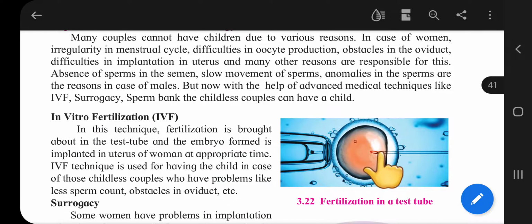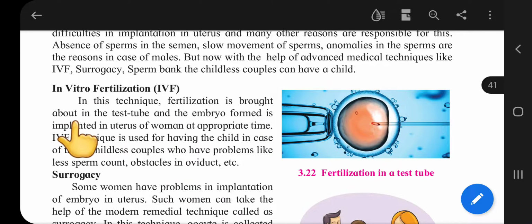This is the diagram of the IVF technique. Fertilization occurs in the test tube. In this case, the fertilization is brought about in the test tube and the embryo formed is implanted in the uterus of the woman at the appropriate time. The IVF technique is used for having a child in case of those childless couples who have problems like low sperm count, obstacles in the oviduct, etc.